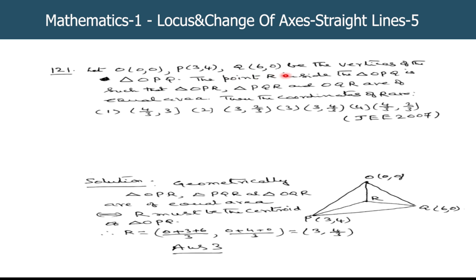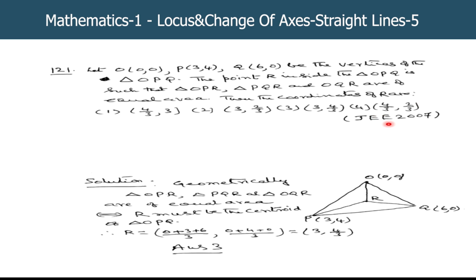Question 121. O(0, 0), P(3, 4), Q(6, 0) be the vertices of a triangle OPQ. The point R inside the triangle OPQ is such that triangle OPR, triangle PQR and triangle OQR are of equal area. Then the coordinates of R are: 1) (4/3, 3), 2) (3, 2/3), 3) (3, 4/3), and 4) (4/3, 2/3).